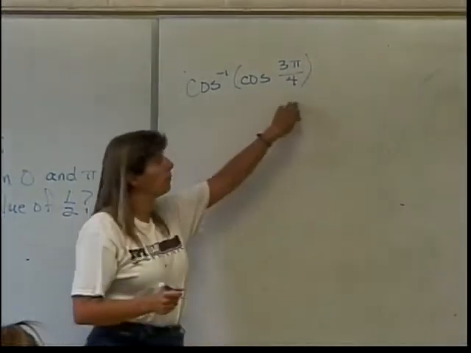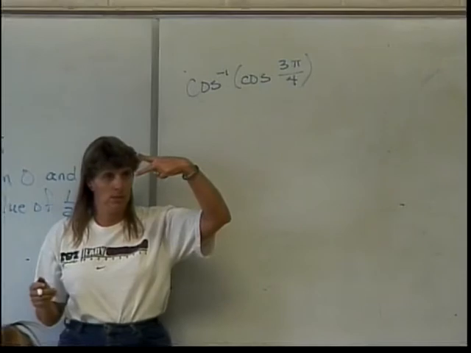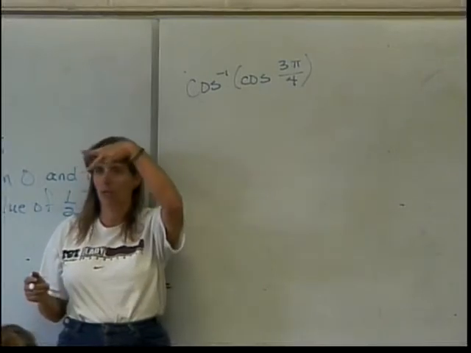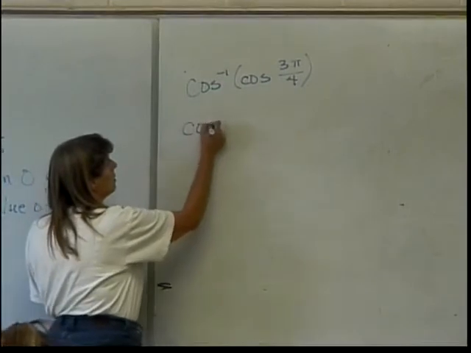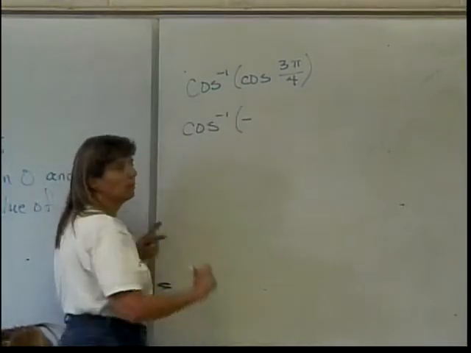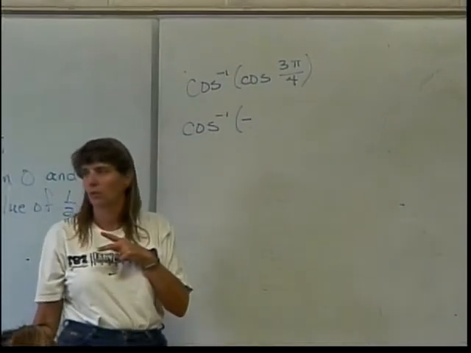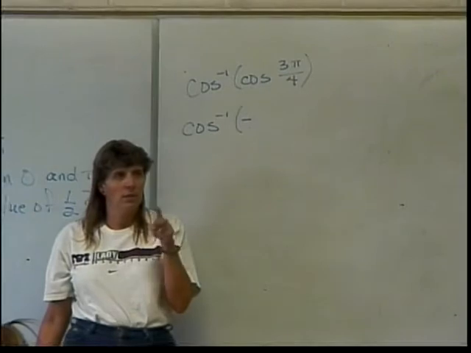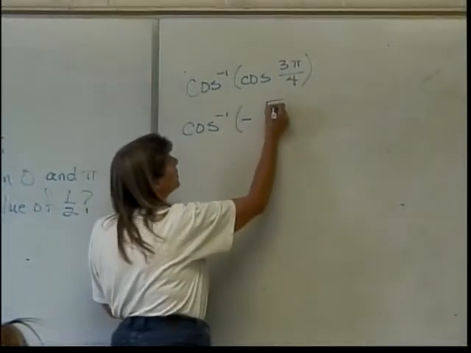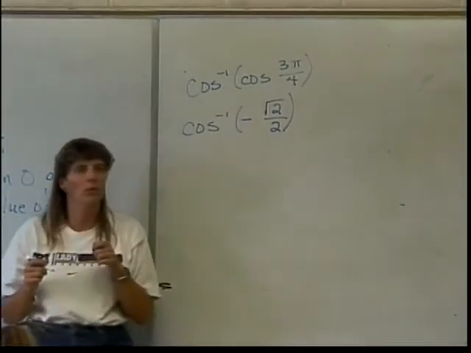Well, what's the cosine of 3 pi over 4? It's in quadrant 2, yes? So will my answer be positive or negative for my cosine? Negative. So this is going to be cosine inverse of something negative. What is it? 1 over root 2. Everybody okay with that, or do you want root 2 over 2? You like the root 2 over 2? They're the same thing. I just know some people are happier with one or the other, whichever one works for you.